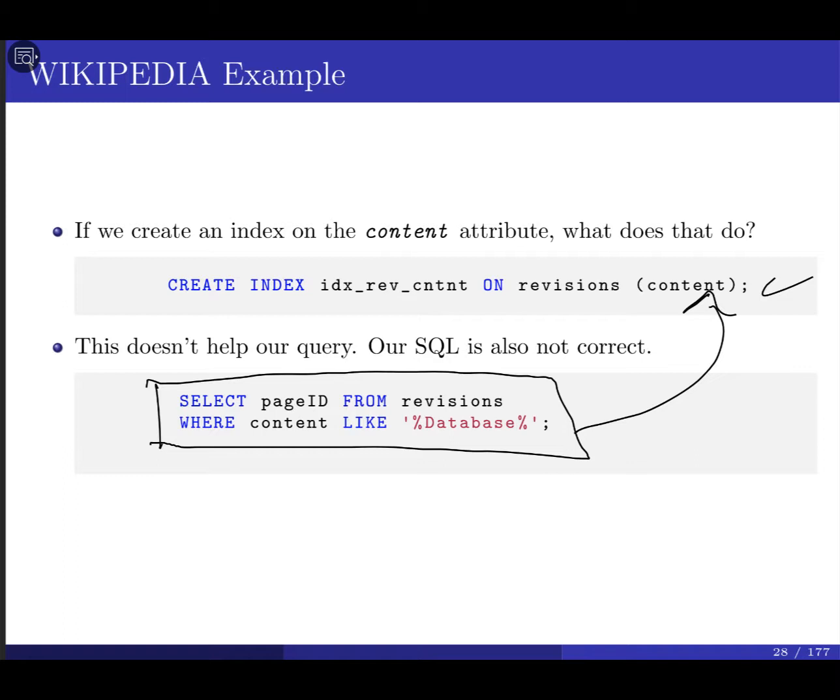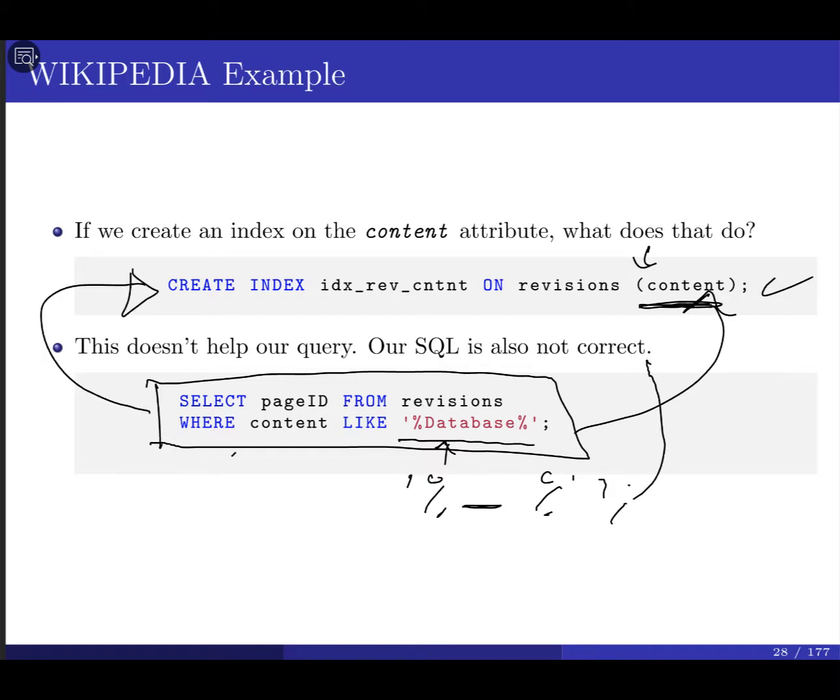Regardless, if you write this query like this, and you have built an index, a B+ tree or whatever index, based on the content, based on text, then you perform a query like this. Say, for example, I use a wildcard at the beginning and the end. And I ask, is this query going to use this index or not?